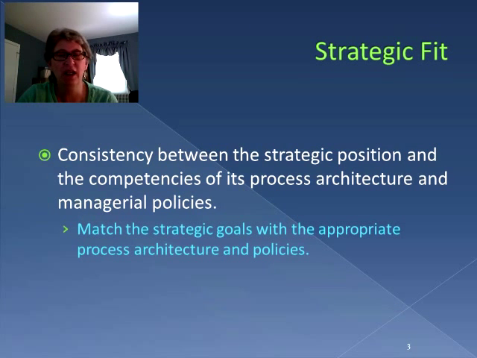So this brings us to the area of strategic fit. By strategic fit, we're saying that we want to make sure that there's consistency between our strategic position in the industry or the market and the competencies of our process architectures and our current policies. So that's what we need to do.